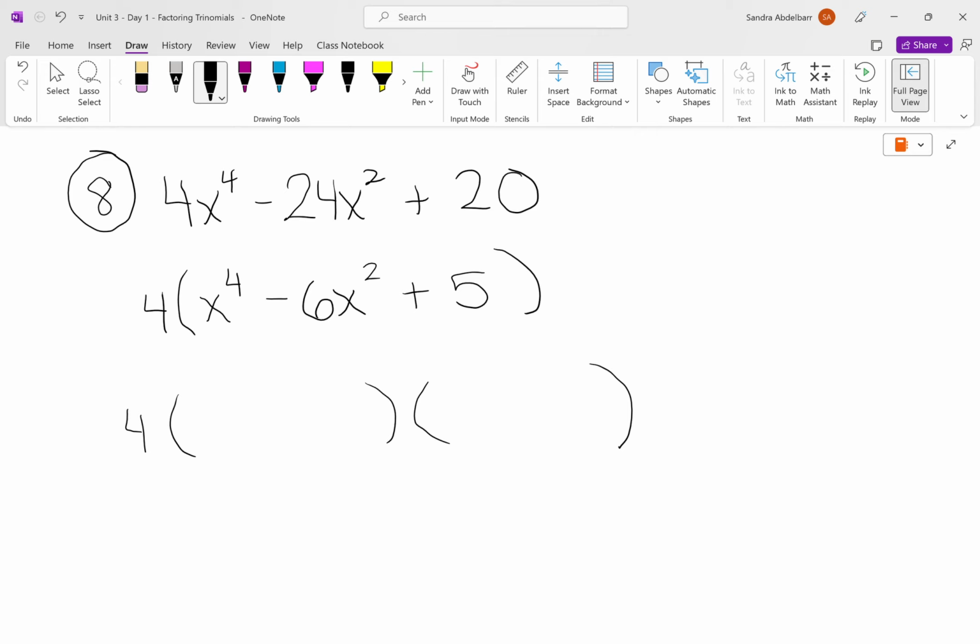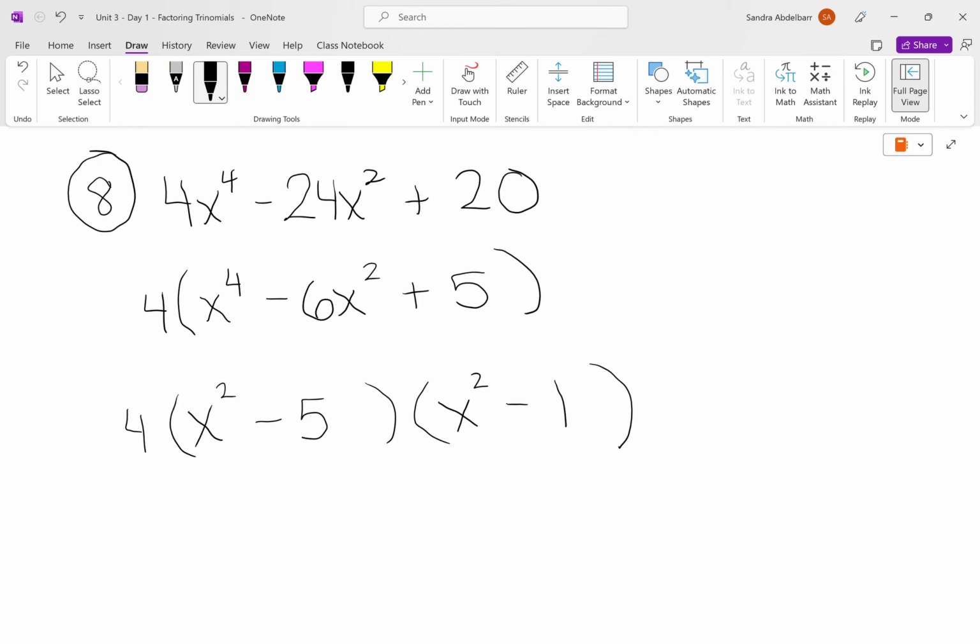So now what multiplies to x to the 4th? It's not x and x. What is it this time? X squared and x squared. Don't put x and x. That will mess you up. So now we are x squared and x squared. What multiplies to positive 5 but adds to a negative 6? Negative 5 and a negative 1. Everybody okay with how we factored this?